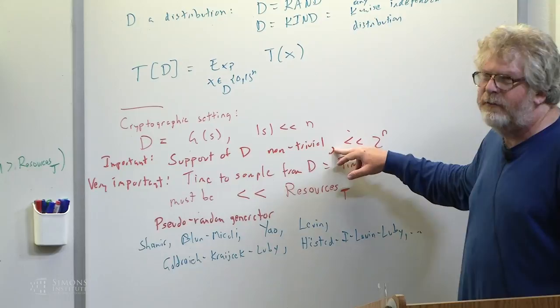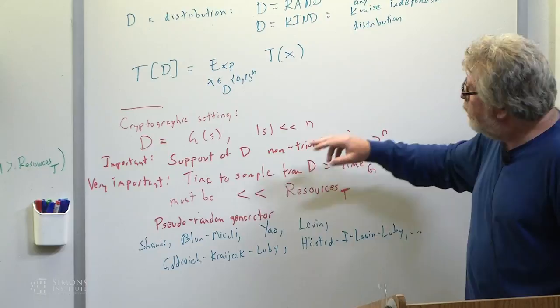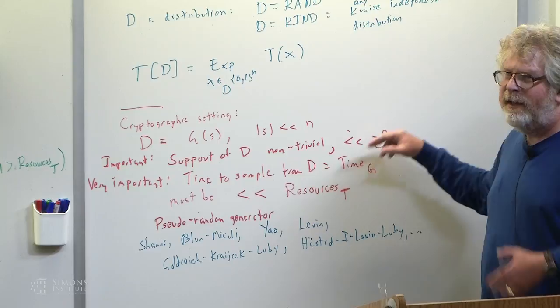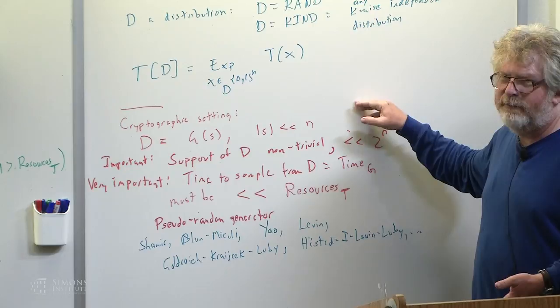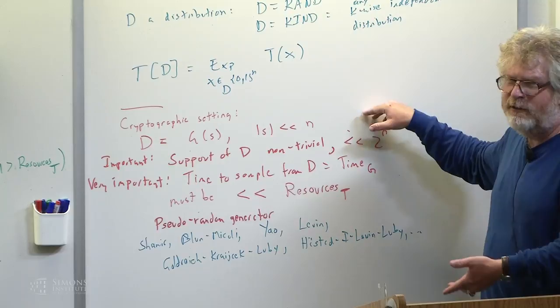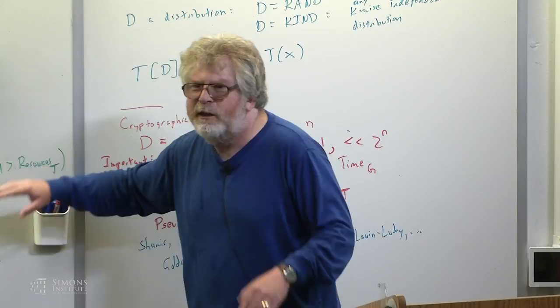Okay, but what's really important is that the time to sample from this distribution has to be much smaller than the time, the resources that we're trying to fool. So the resources to sample have to be smaller. Here, the time to sample just has to not be a huge amount bigger.